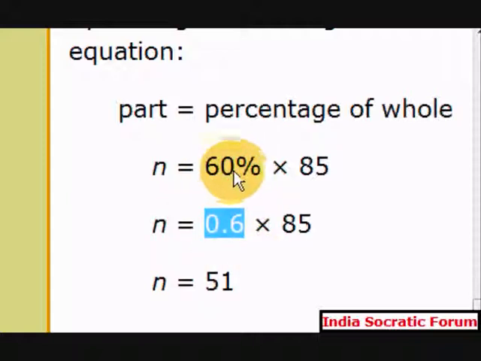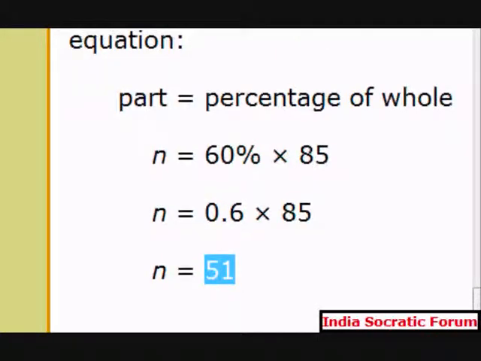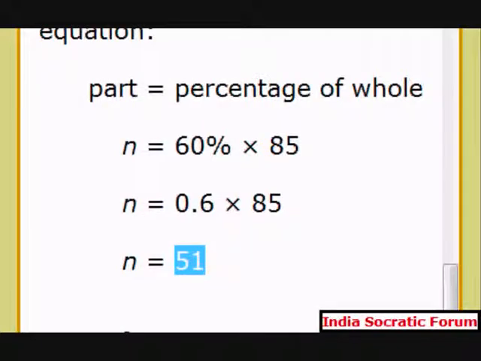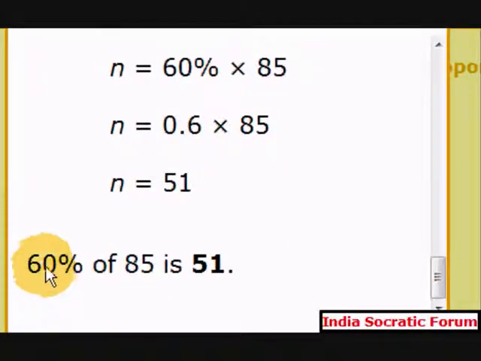60% is 60 by 100. Move two digits, it becomes 0.6 multiplied by 85. So part equals 0.6 multiplied by 85. Go and multiply and see, you will get 51. So 60% of 85 is what? Good. It's going to be 51. This is how you finish it. Slowly go through the video and do it again. Once again, 60% of 85 is 51.